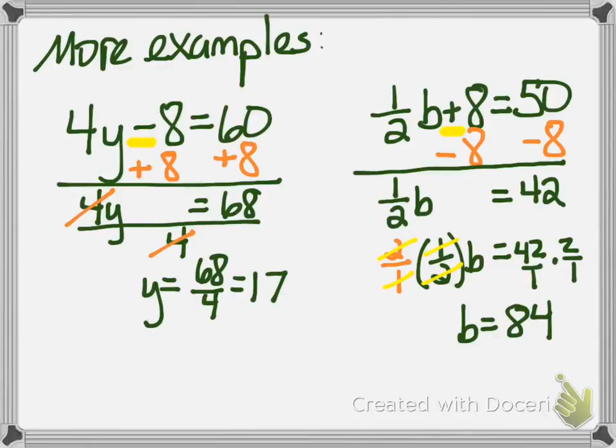In the other example, 1/2 b plus 8 equals 50. First, again, get rid of that whole number, which is positive 8. Add its opposite, which is negative 8. That will take that away, leaving you with 1/2 b equals 42, because 50 plus negative 8 is 42. Then, multiply 1/2 by its reciprocal. That gets rid of the fraction in front of b. But remember that you're multiplying 42 now by that same reciprocal, which is 2/1. And 42 times 2 is 84. It'd be 84 over 1, which then simplifies to just 84.